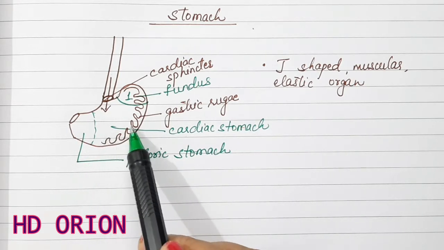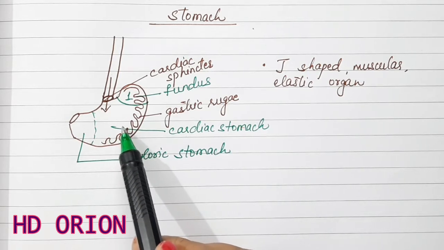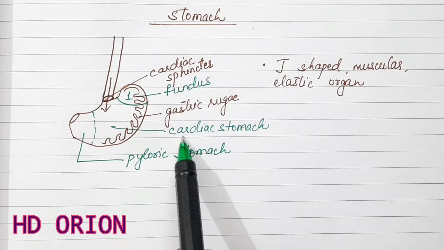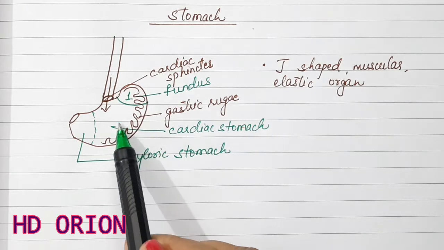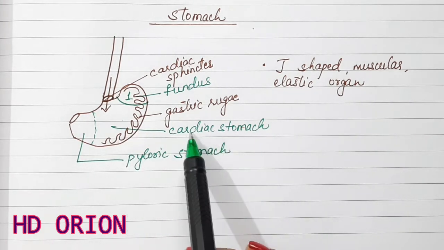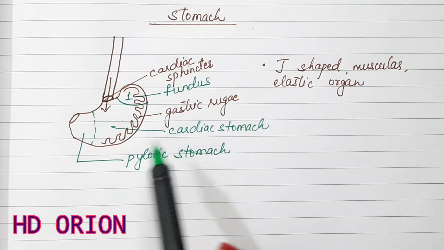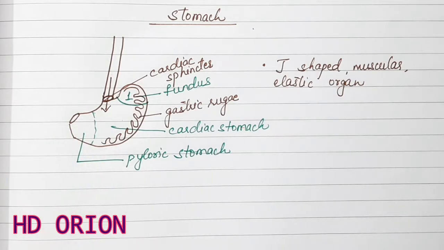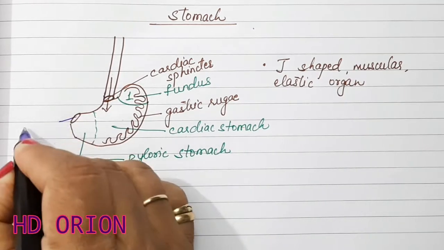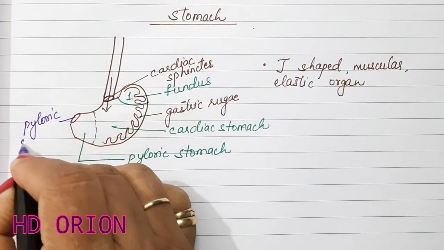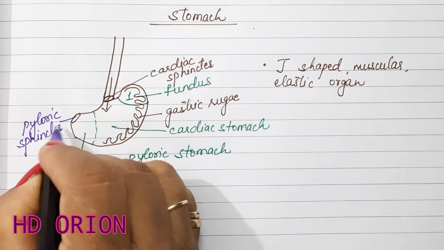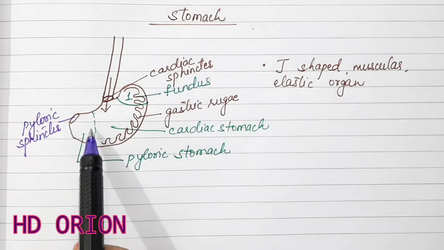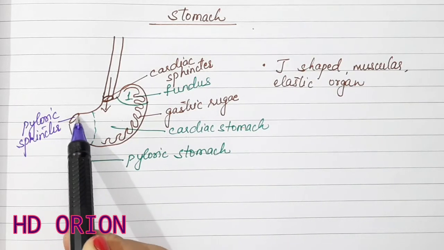The stomach is towards the left of the abdomen, and this part is very close to the heart, so it has been named the cardiac stomach, although the word cardiac is always related to the heart. This is the pyloric stomach, and this particular sphincter is known as the pyloric sphincter. The opening of the stomach is guarded by the cardiac sphincter, and when the food has to leave the stomach, it is guarded by the pyloric sphincter.